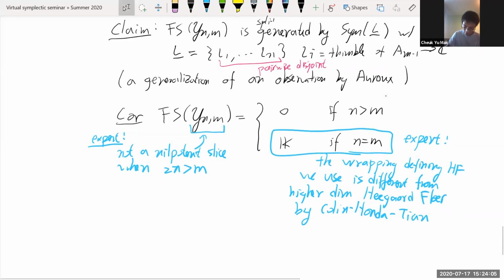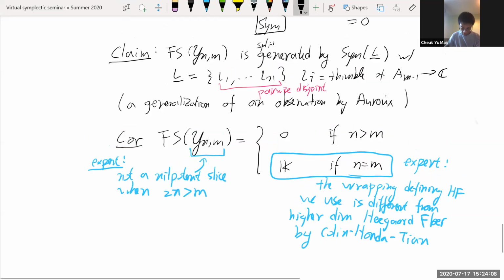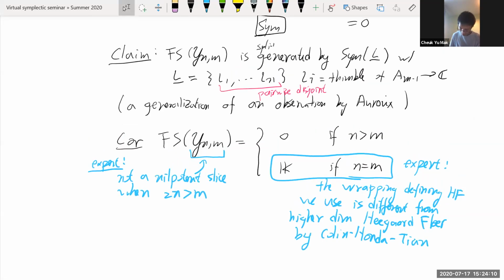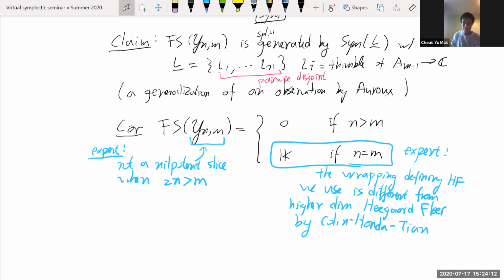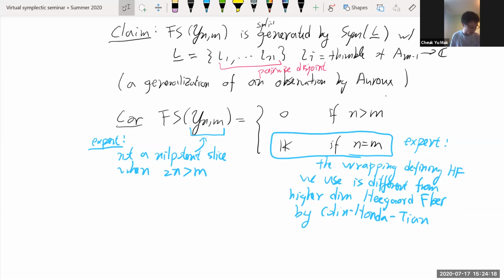Right. But these two remarks are not related to what I'm going to talk about next. So if you don't understand this remark, it doesn't matter.